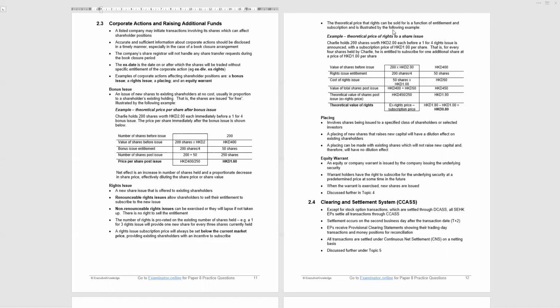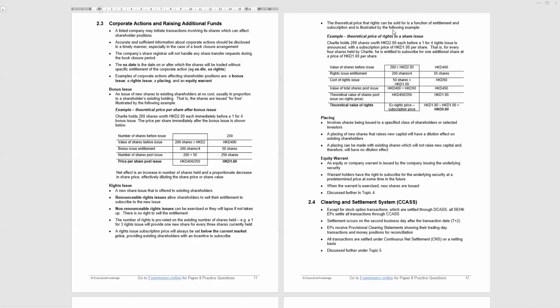Now, this can come up as a calculation question. So here's an example. Charlie holds 200 shares worth $2 each immediately before a 1-for-4 bonus issue. So that means you will get 1 bonus share for every 4 that you currently hold. Price per share immediately after the bonus issue is shown below. So we have the number of shares before the issue is 200. Value of shares before, well, the $2 gives you 400 Hong Kong dollars. Bonus issue entitlement. We hold 200, we divide by 4, we get an extra 50 shares.